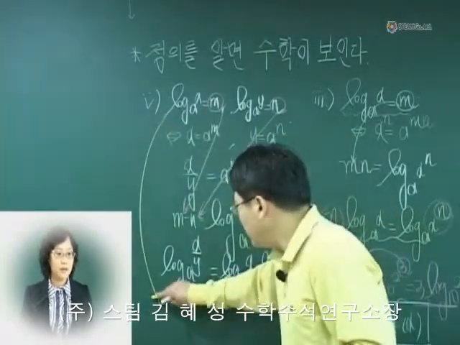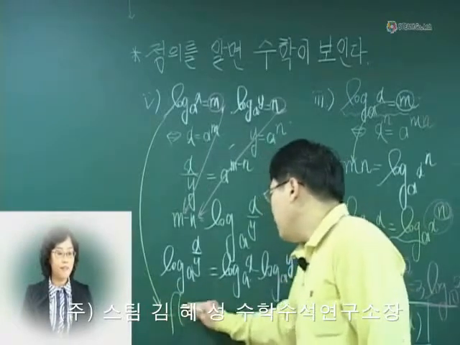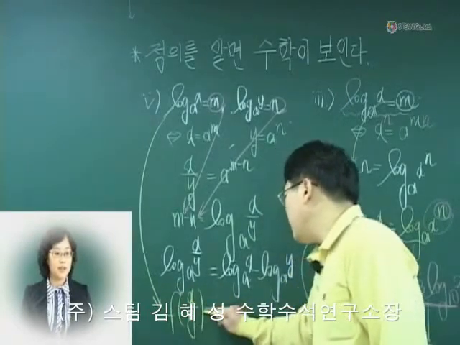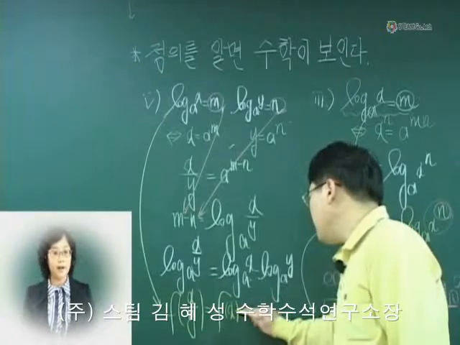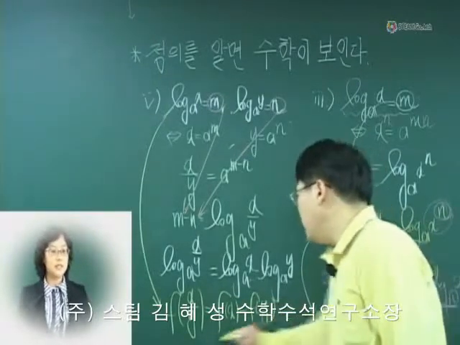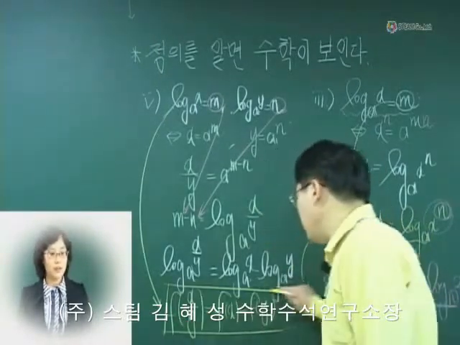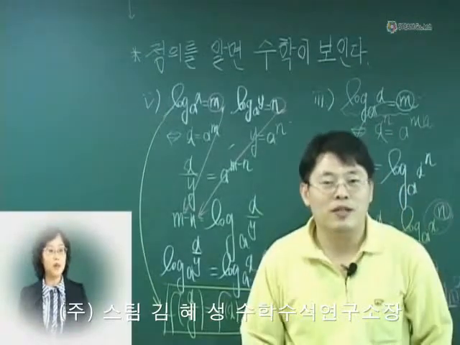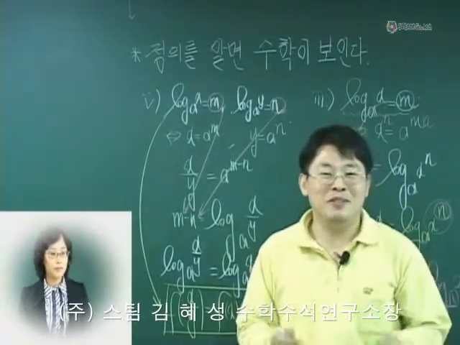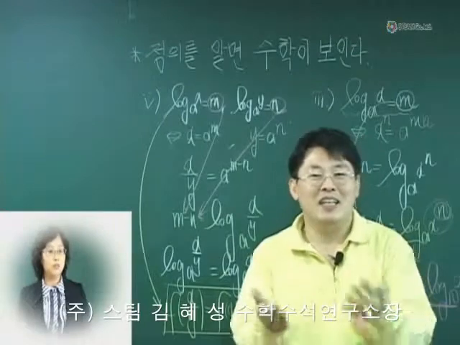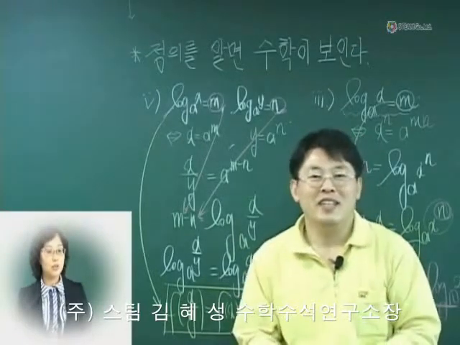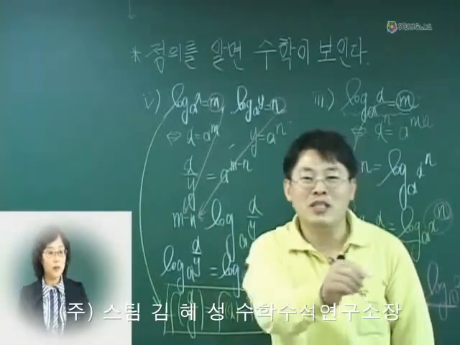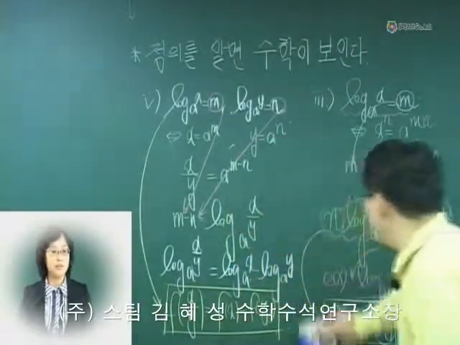Let's change it into functional form: f of x over y equals f of x minus f of y. Since there is an equal sign, it is about the logarithm. We have induced the properties. After inducing the properties and formulas, you have to prove the formulas.